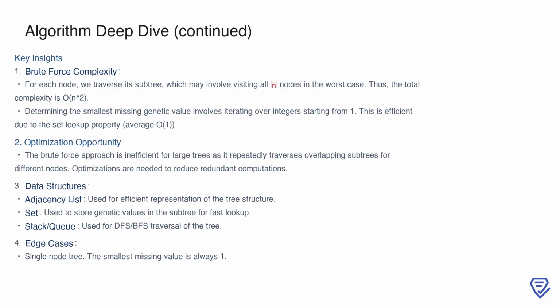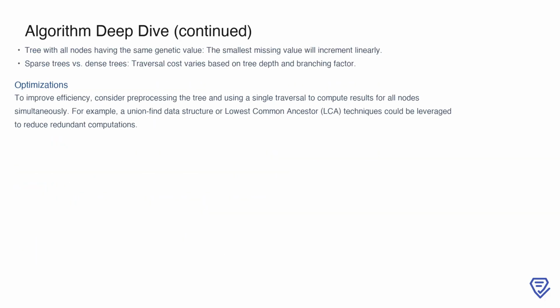To implement this approach, we rely on key data structures such as an adjacency list for tree representation, a set for fast genetic value lookups, and a stack or queue for DFS or BFS traversal. It's also important to consider edge cases, like when the tree has only one node, where the result will always be 1, or when all nodes have the same genetic value, causing the smallest missing value to increment linearly. Edge cases also include scenarios like sparse trees, where nodes have few children, and dense trees, where nodes have many children, as the traversal cost depends on the tree's depth and branching factor.